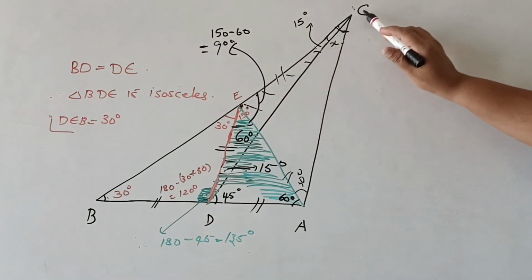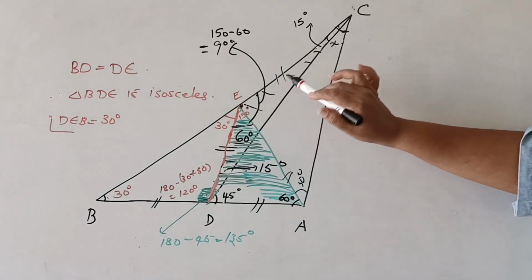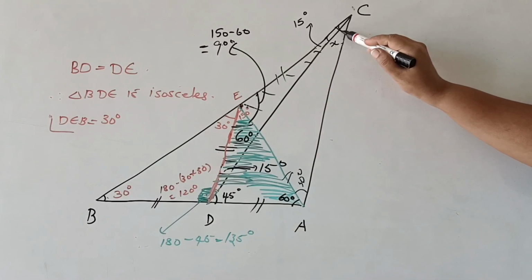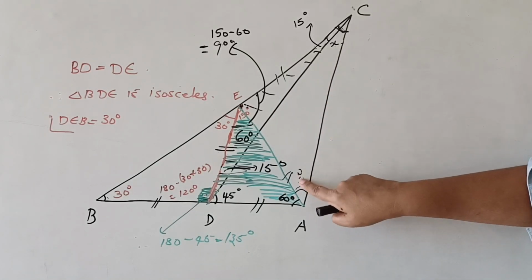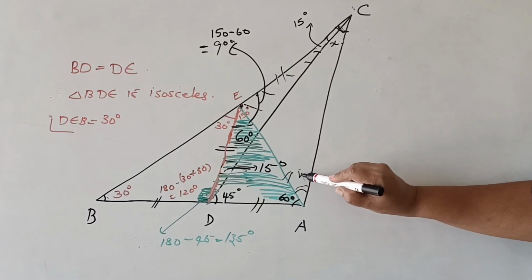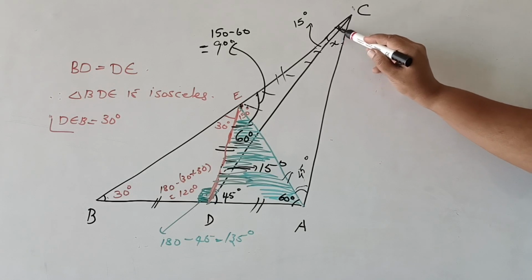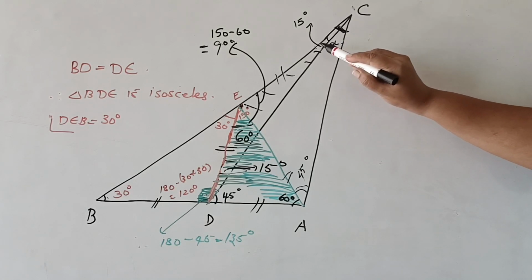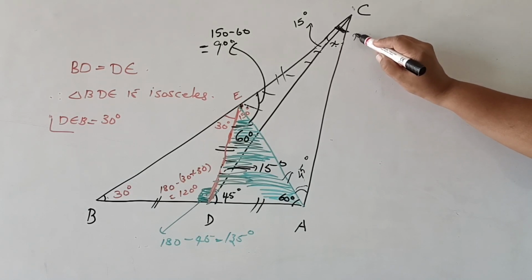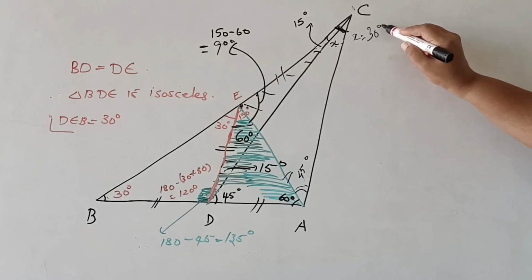Now since AEC is an isosceles triangle, the remaining 90 degrees will be divided equally between this angle and this angle. So this becomes a 45 degree angle. And this entire angle is also 45. So 15 plus x is 45 means x is equal to 30 degrees.